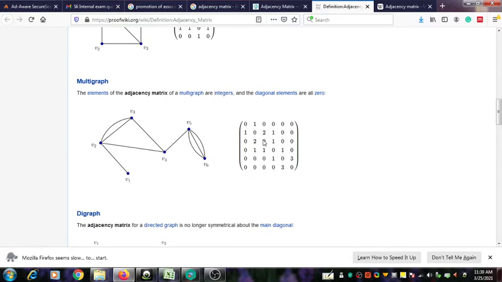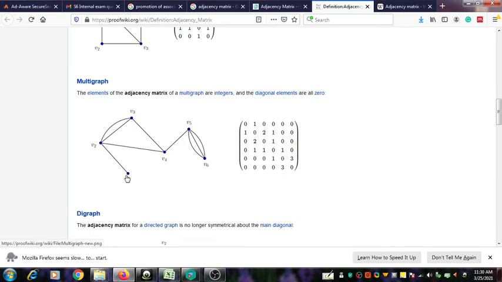In this matrix, entries must be made by counting the number of edges connecting the vertex vi to vj. So in order to fill the first position, you have to consider the vertex v1 and then v1 again. How many edges are there connecting v1 to v1? There is 0, no edge, so 0 is the entry. Then v1 to v2, how many edges are there? There is only 1, so 1 is given.